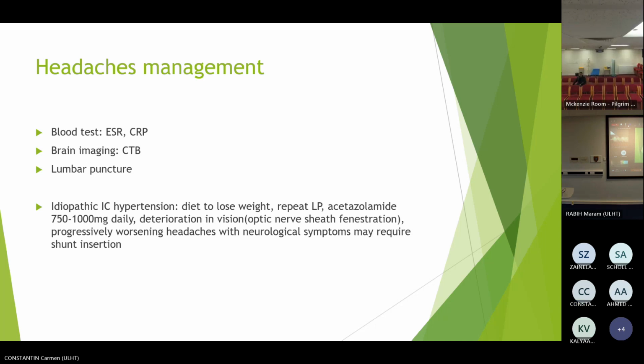No? Are you typing? Okay. To rule out polymyalgia rheumatica. Yes, very well. Good. Well done. I don't know who said it, but well done.